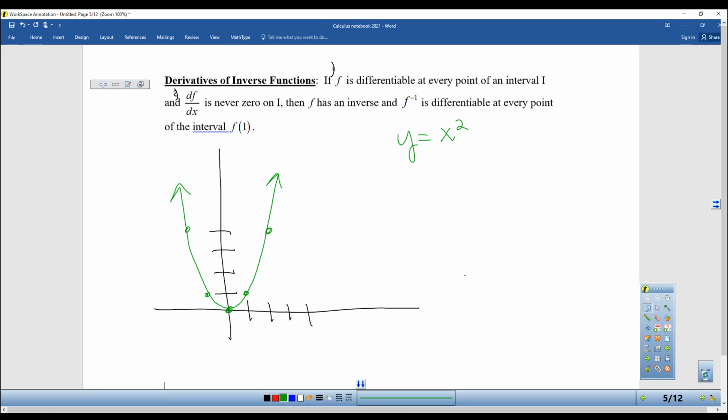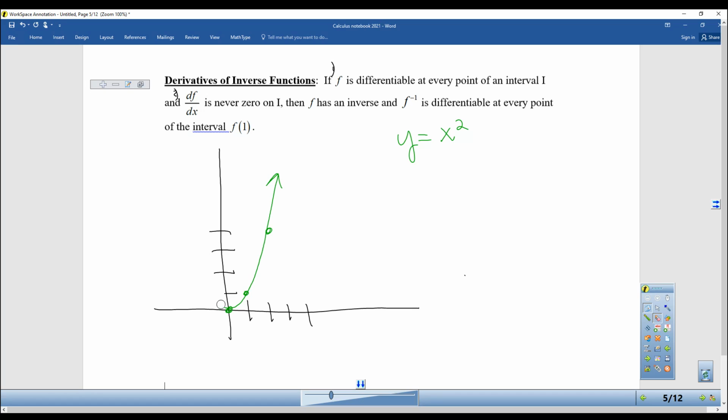Now you may remember that the way we decided in pre-calculus whether or not something had an inverse function was whether or not it passed the horizontal line test. This does not pass the horizontal line test. So now we're learning a new way to know if something has an inverse, which is step 1, it has to be differentiable at every point. It is. But the derivative is never zero, which it's not. So I'm going to limit the domain.